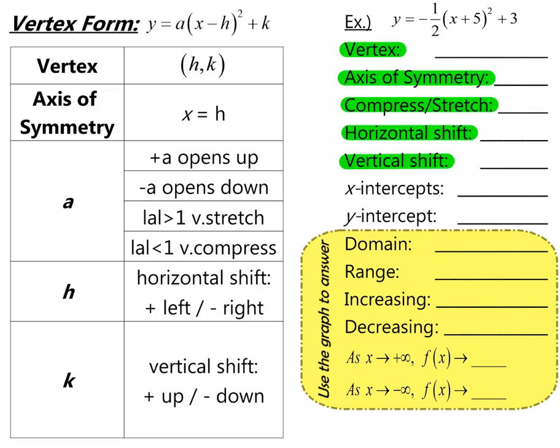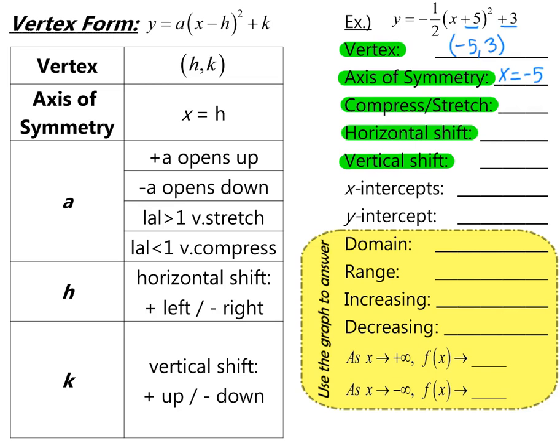So the vertex is going to be our (h, k). Now remember, h, this one inside the parentheses with x, is always opposite. So (-5, 3). Our axis of symmetry is actually going to be the equation x equals the x-coordinate of the vertex. So x equals -5.